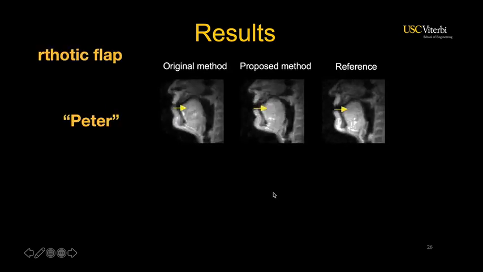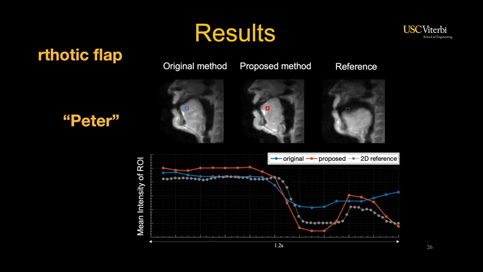In the rhotic group, we observed a significant sublingual cavity when the tongue tip retracts. We selected the corresponding ROI region and plotted the mean intensity values over time. A shallow curve is seen in blue for the original method during the cavity formation, but the orange trajectory is sharper and greater in the proposed method, which matches closely with the gray reference.